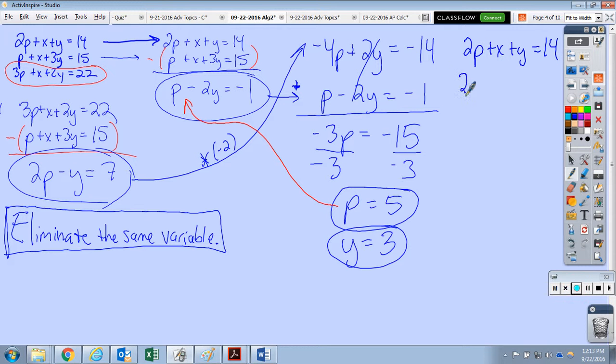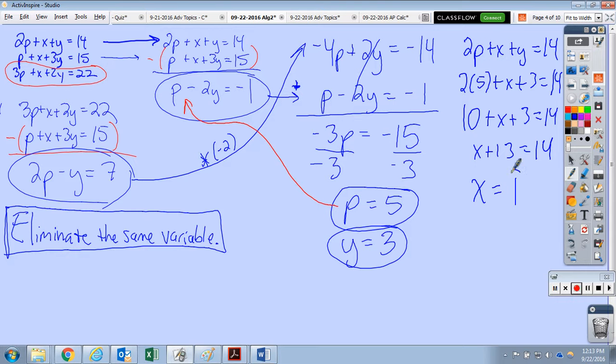So 2 times 5 plus x plus 3 is equal to 14. Let's see if this is true. 10 plus x plus 3 equals 14. x plus 13 equals 14. Subtracting 13 on each side, x would equal 1. Good job.